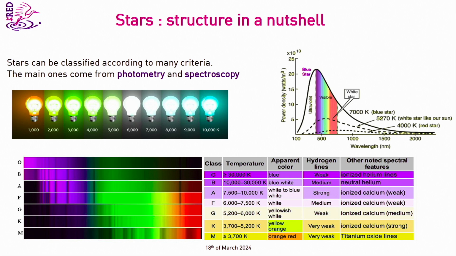These women classified the spectra using photographic plates, according to the lines that appeared and the color. This catalog shows you that a blue star will be an O-type star. It's very hot, 30,000 Kelvin at the surface. It's blue, and there is a lot of ionized helium.